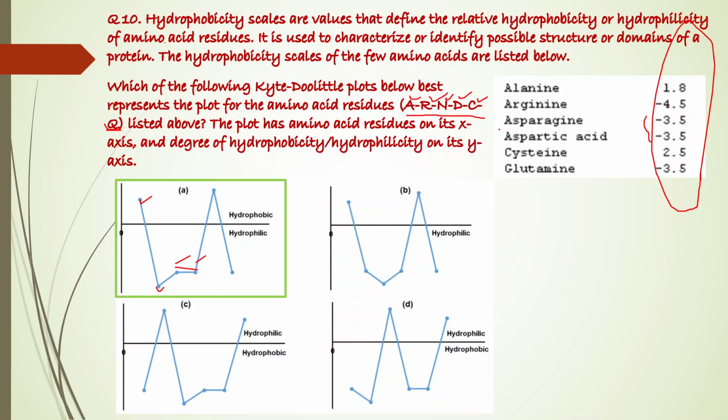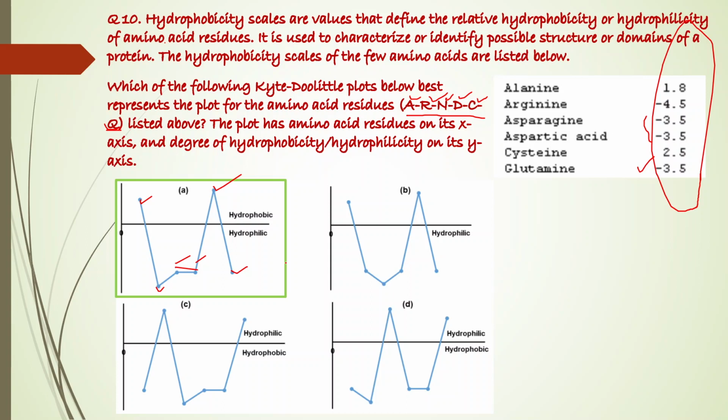Next, for cysteine it is 2.5, so I have to move to the positive side. 2.5 is correct and it is higher than 1.8, so again it is correct. And the last one is Q, that is minus 3.5 again for glutamine, so we have to move back to minus 3.5. Just check whether this matches with the graphs or not.